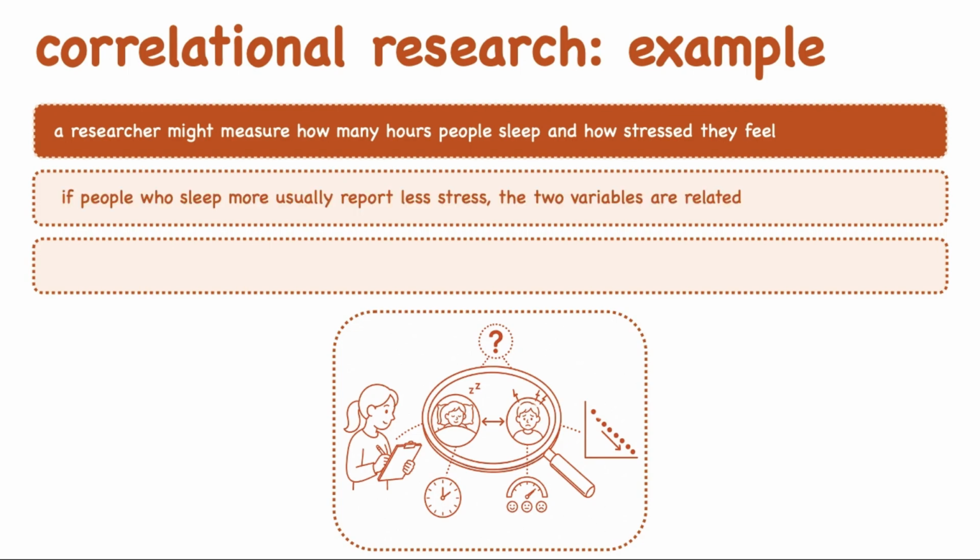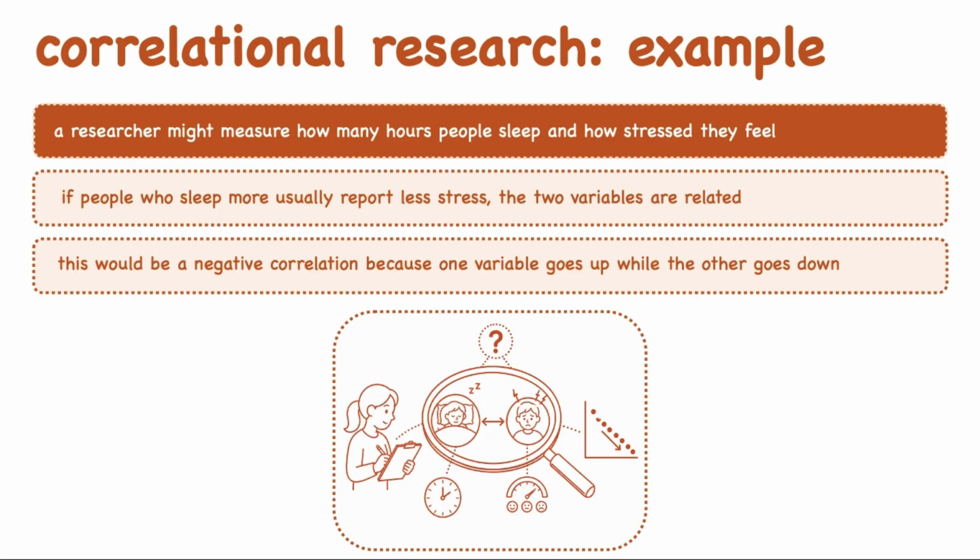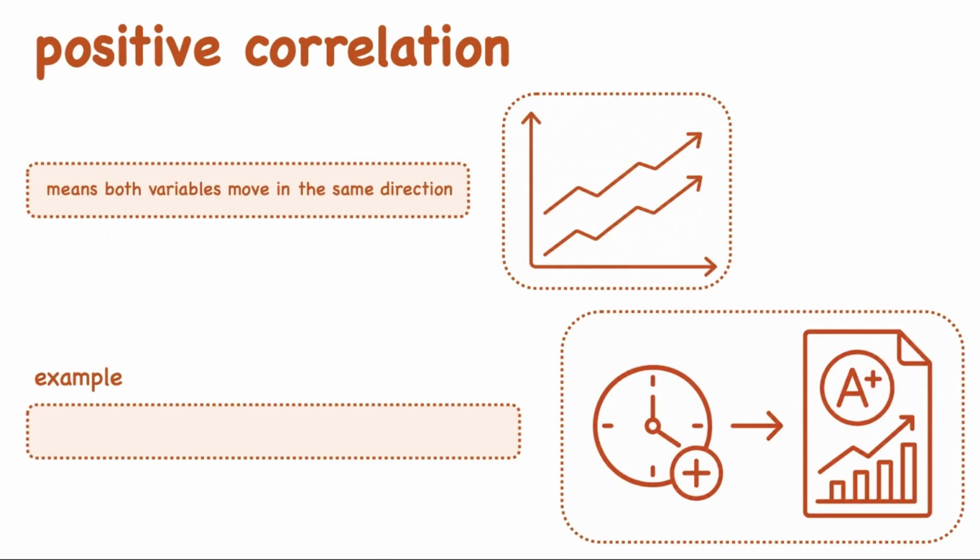If people who sleep more usually report less stress, the two variables are related. This would be a negative correlation because one variable goes up while the other goes down. A positive correlation means both variables move in the same direction. For example, as study time increases, test scores may also increase.